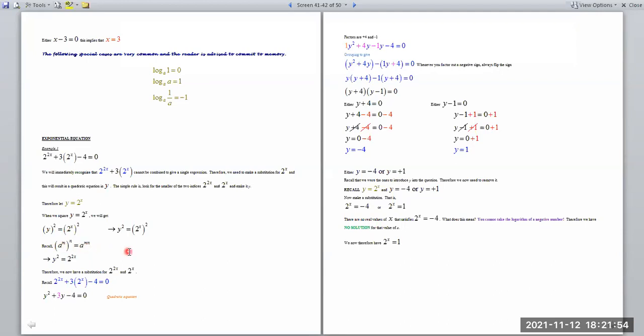Okay, sir. I wasn't talking about the 2 to the 2x. I was talking about the 2x. Is it that because it's just 2x, that's why it's just y, and y squared is equal to 2 to the 2x?